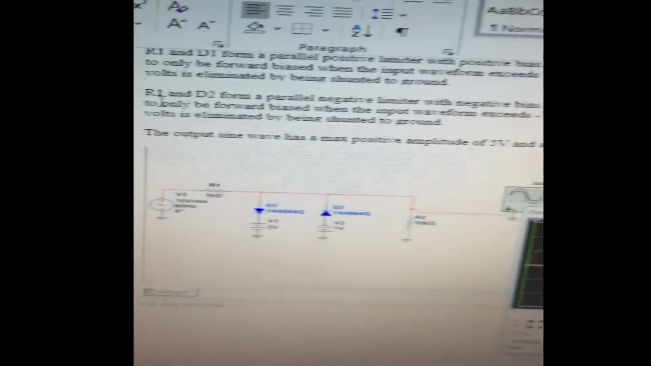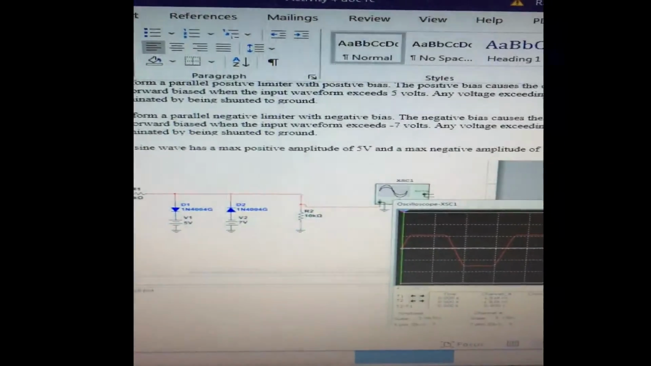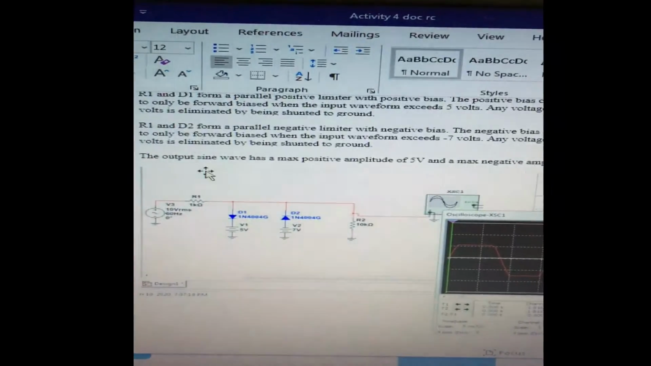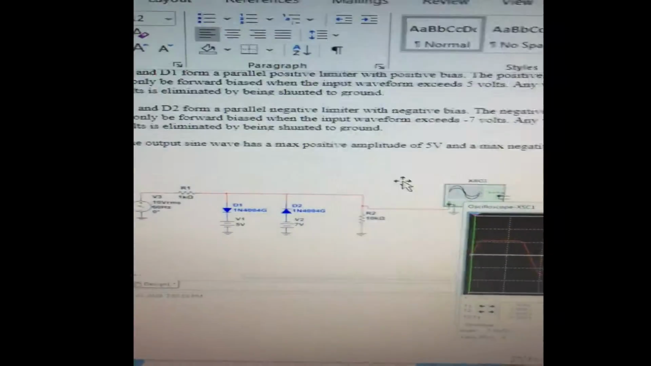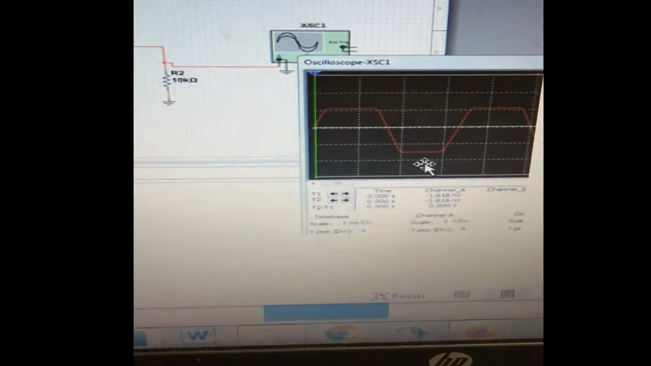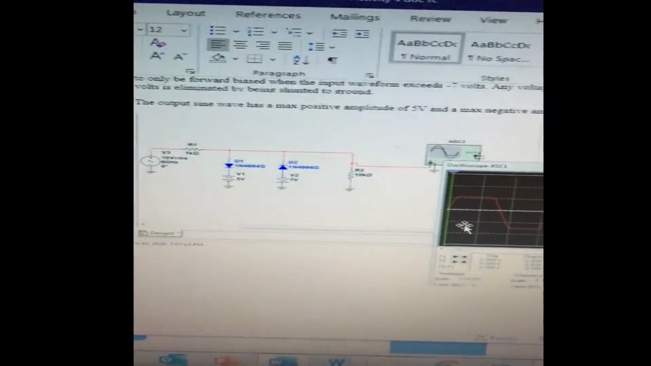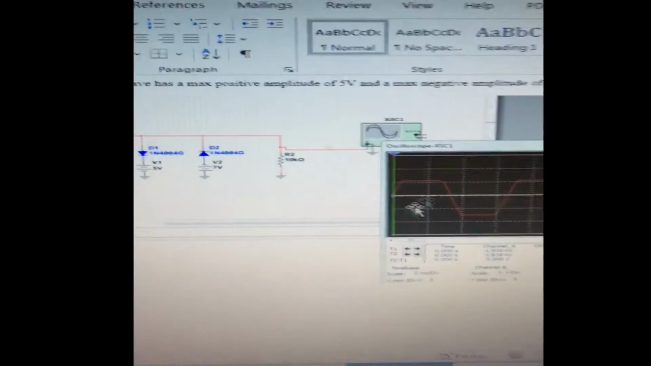And then R1 and D2 form a parallel negative limiter with a negative bias. The negative bias causes the diode to only be forward biased when the input waveform goes below negative 7 volts. So once again, anything beyond negative 7 volts is clipped off because it's shunted to the ground. So the upper limit is 5 volts and the lower limit is negative 7 volts. And this was a voltage doubler.